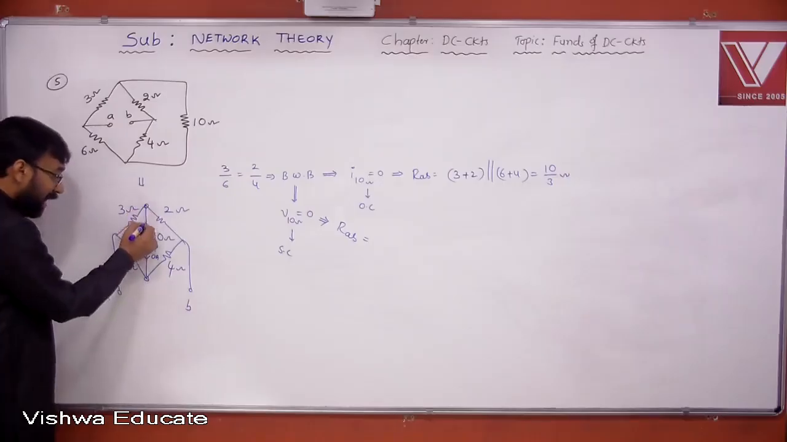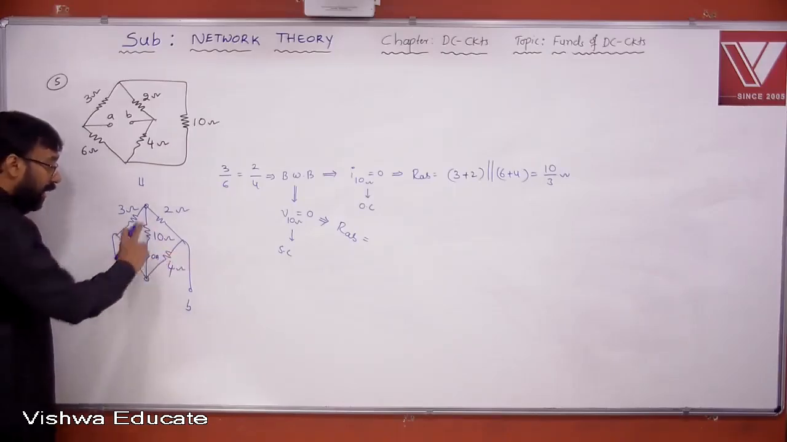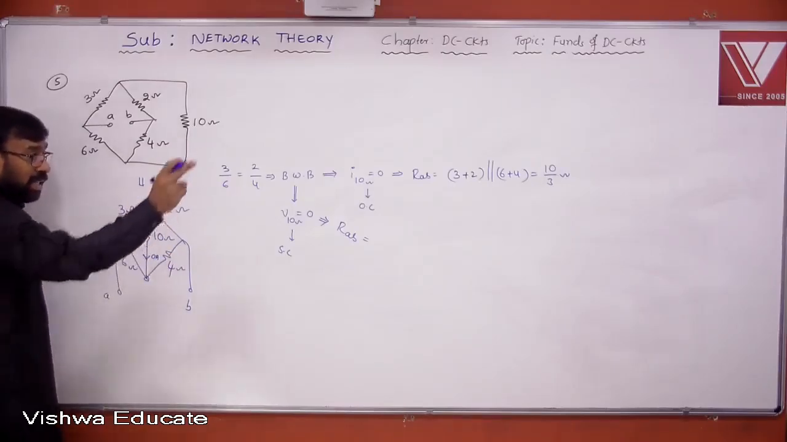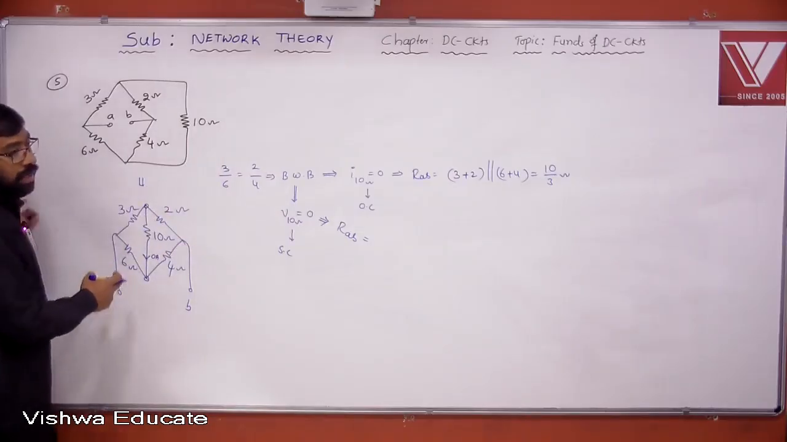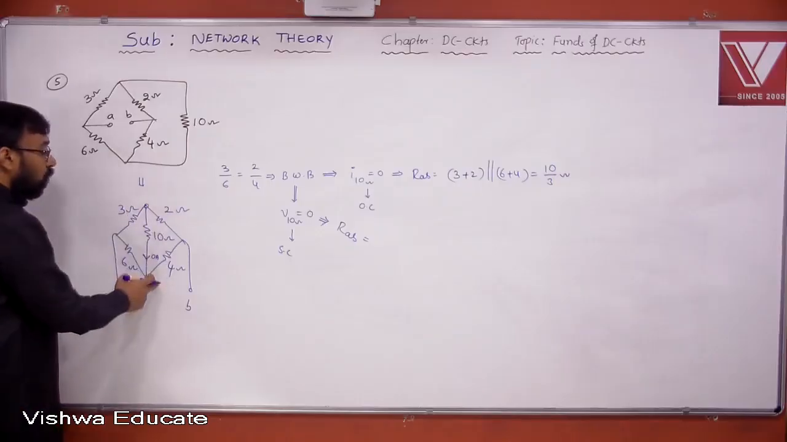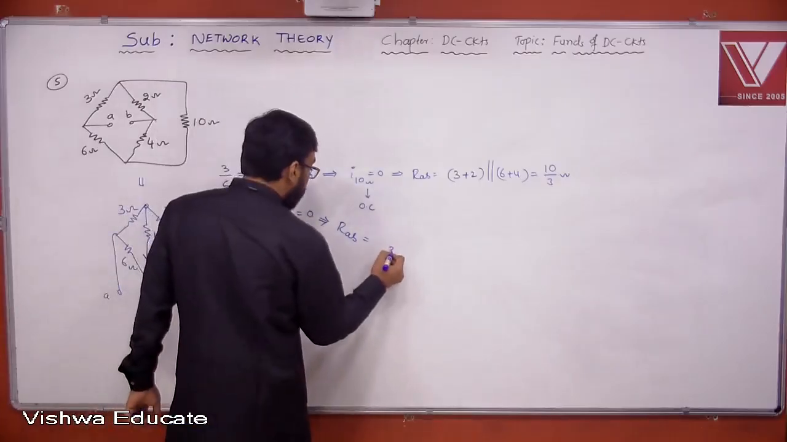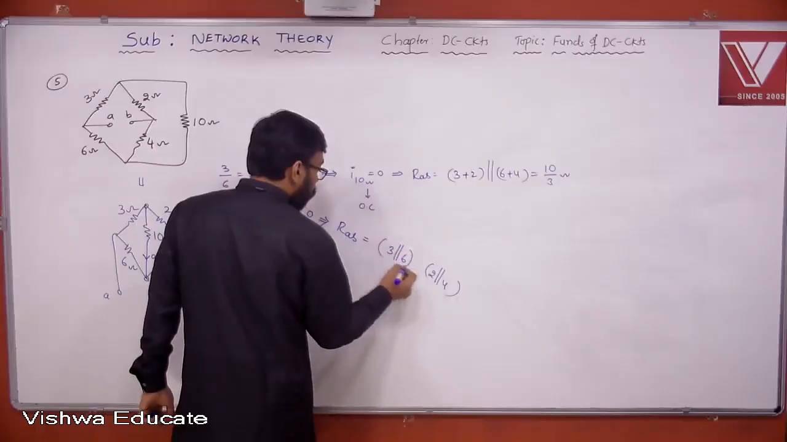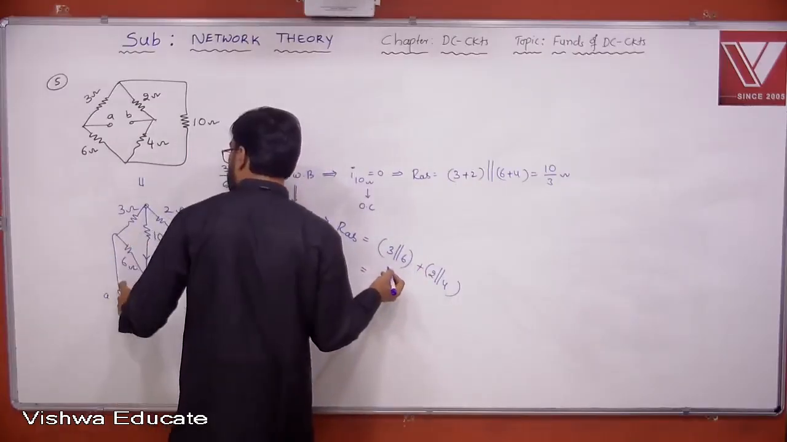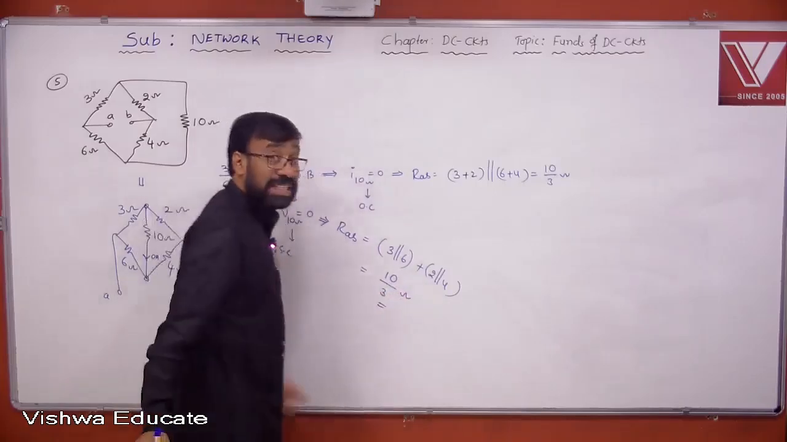When it is acting like a short circuit, this point and this point look like at same potentials. In such case, when you join the 2 points, just like in the third problem we have seen, 3 and 6 are connected in parallel, 2 and 4 are connected in parallel, and then they are connected in series. So 3 parallel 6 plus 2 parallel 4 is going to be 10 by 3 ohm. You get the same answer.